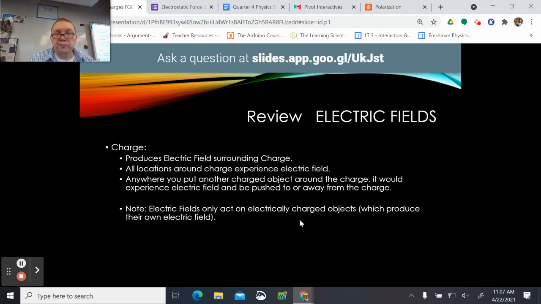Electric fields only act on other objects that produce electric fields. Gravitational fields only act on other objects that create gravitational fields. So masses interact with masses through gravitational fields. Charges interact with charges through electric fields.